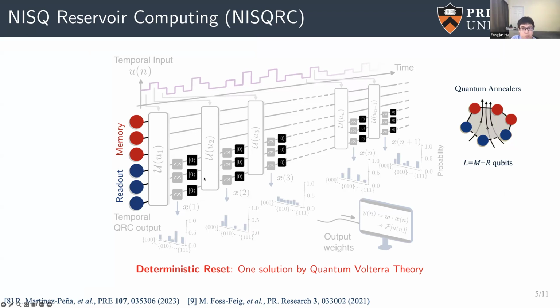And in the NISQRC, we always apply a deterministic reset after each measurement on the readout qubits. We need to reinitialize those qubits to the ground state after the measurement. This trick is also used in many other quantum computing algorithms, like holographic simulations and others. If you're interested in it, I supply some references here. This means that by taking the readout, taking the measurement and doing the reset, we divide all the qubits into two different types, the readout qubits and the memory qubits. For the memory qubits, we never measure them. Their function is just to store the history information from the past.